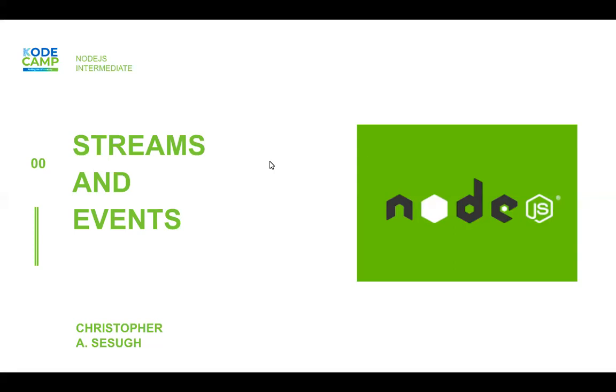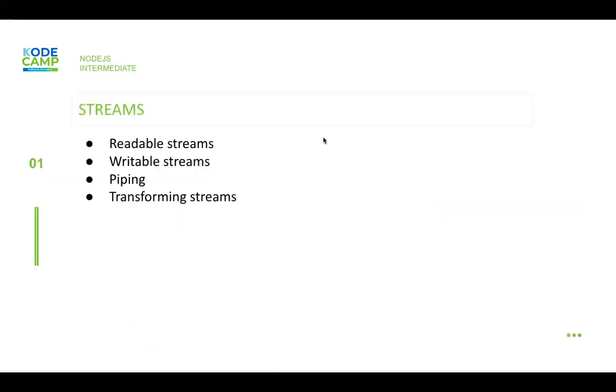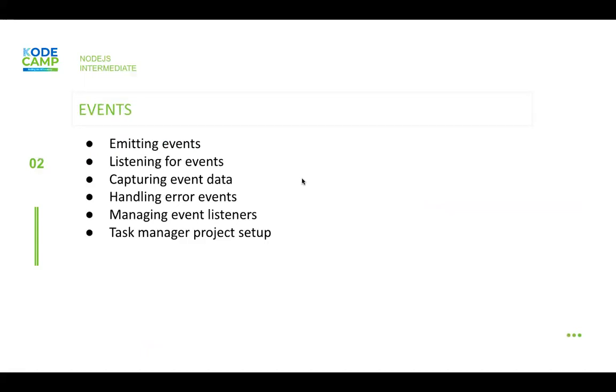So typically in this class, we explore events in depth. First of all, we learn how to emit events. Next, we learn how to listen to events, capture event data, handle errors, and manage event listeners. And if we still have time, we will discuss how to plan our upcoming project.